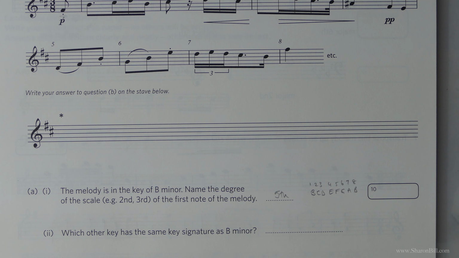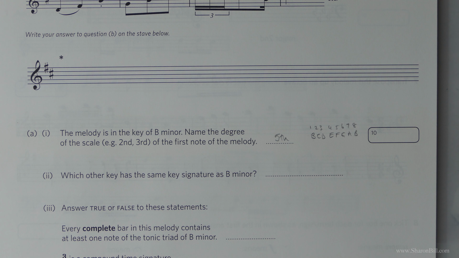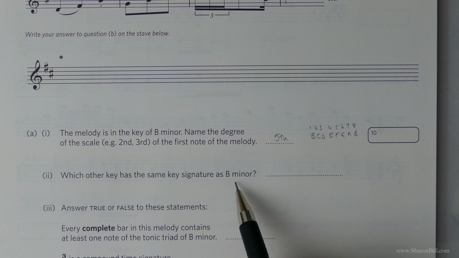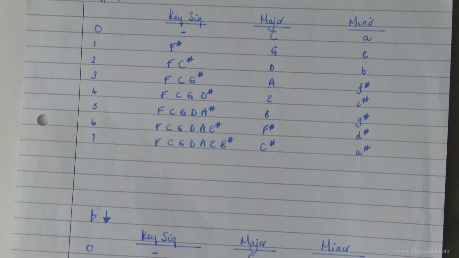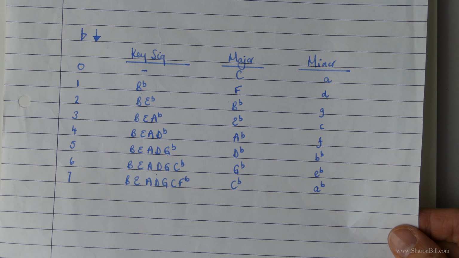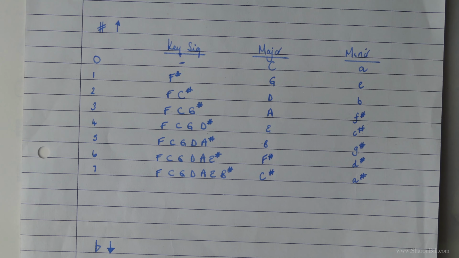So now then, let's have a look at this next question. A little bit of general knowledge here. Which other key has the same key signature as B minor? That's asking us what's the related key. And now I always use a list called a circle of fifths, and before I do any work on any exam paper, I just write down my circle of fifths. This is all of the keys. You don't need to go all the way up to 7 sharps and 7 flats, but the principle's the same.